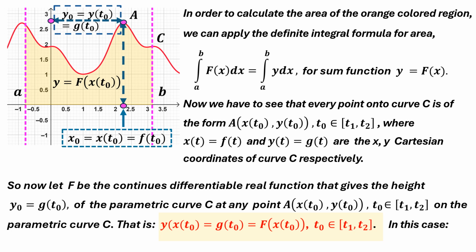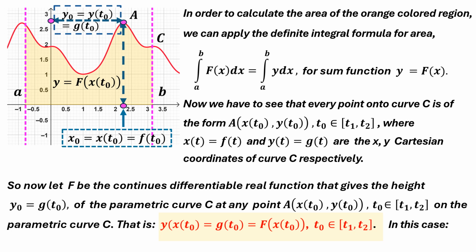For every t0 in the closed domain [t1, t2], the real function f of t0 defines a unique point x on the x-axis. This point in its turn defines a unique point A on the parametric curve C. The y-coordinate of this point A, that is g of t0, defines the height of curve C at x of t0 for every point t0 in the closed domain [t1, t2].